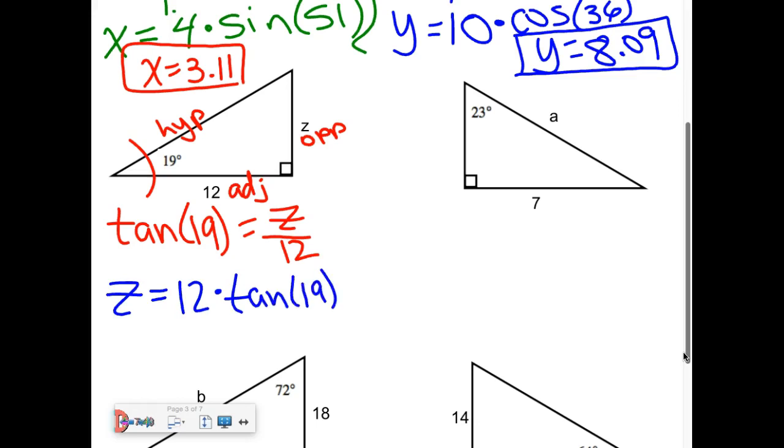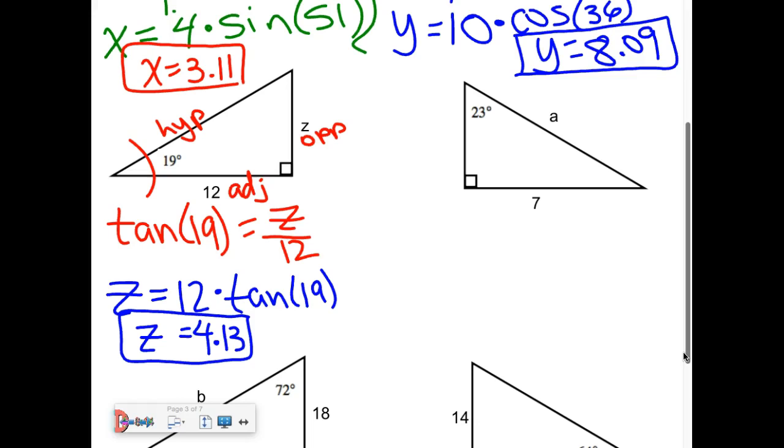Okay, so again, grabbing your calculator. This time we're going to use tangent, so we're going to take 12 times tangent and then 19 in the parentheses there. And when we get this one, we're going to have z equals 4.13. All right, so these are all kind of our basic ones. You're going to see a couple of these on your homework today that you'll set those up and solve those.